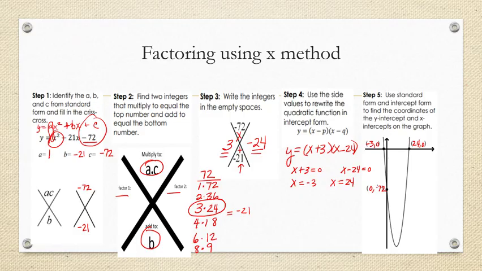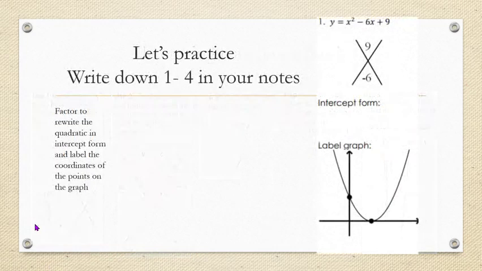So basically, if you know that information, you've got enough to get, and the highest exponent is a 2, so you know it has to be a quadratic. So it'll be a u. So notice this is what we have in step 5. Okay? All right. So let's practice a couple here.